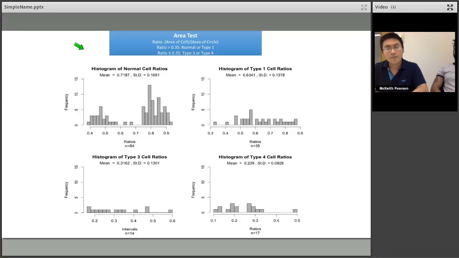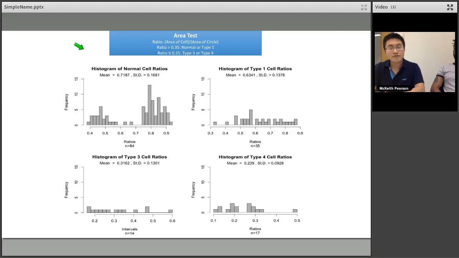On the top right, you see the type 1 cell ratios. It's pretty uniform, but most of the cells are contained above 4. On the bottom left, you see the type 3 cells, which are contained mostly below 3.5, as well as a few outliers. Mostly those ratios are greater, usually because they're contained by nearby cells, and it's a problem we are currently addressing. On the type 4s, we see that most of the cell ratios are below 3.5.